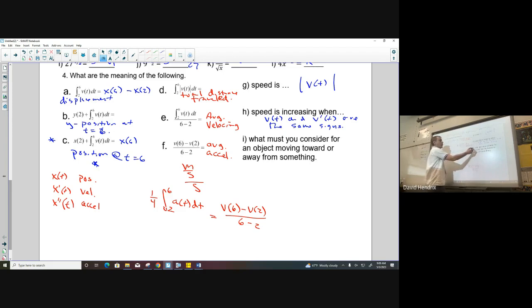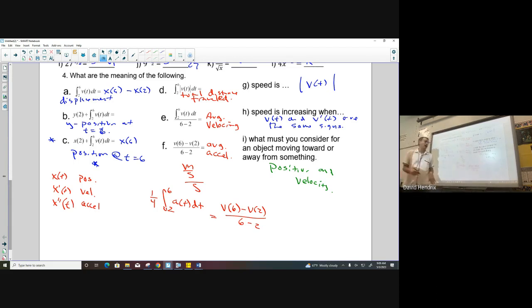Whenever you're considering whether an object is moving towards something or away from something, a lot of times they say, is the object moving towards the origin or away from the origin? Or are the two particles, like we saw in our practice FRQ test, moving towards each other or away from each other? What two things do you have to know? Position and velocity. Does not matter the acceleration. It has nothing to do with whether you're moving towards something or away from something. It's just where it is and which direction it's going.